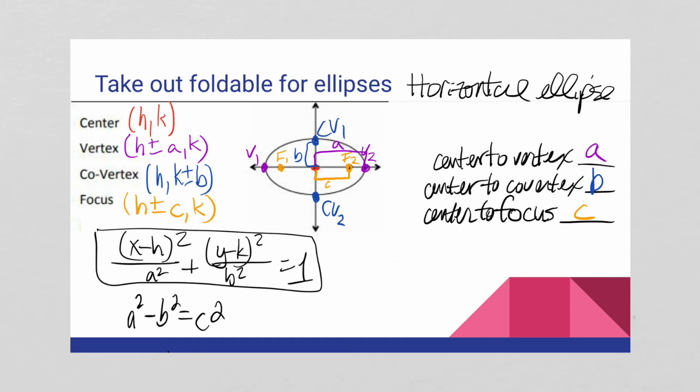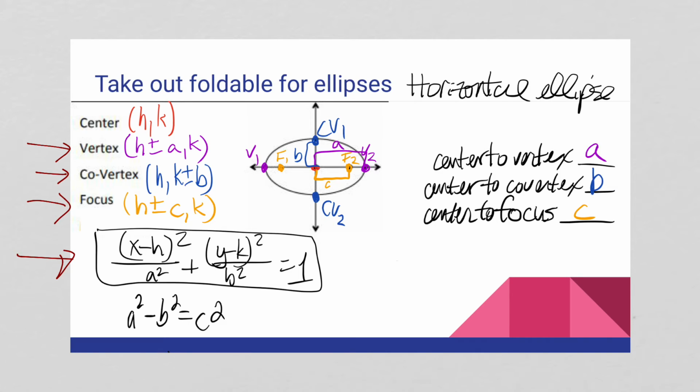I have the general equation here for a horizontal ellipse. It's a little different. It's got fractions in there. x minus h squared over a squared, plus y minus k squared over b squared, equals 1. So ellipse equations always have to equal 1. We have our center as usual, h comma k. We have our vertices, two of them, so we have h plus a comma k and h minus a comma k. And the same thing for the co-vertices, we have two of them. So we have h comma k plus b or h comma k minus b. And same concept with the foci.